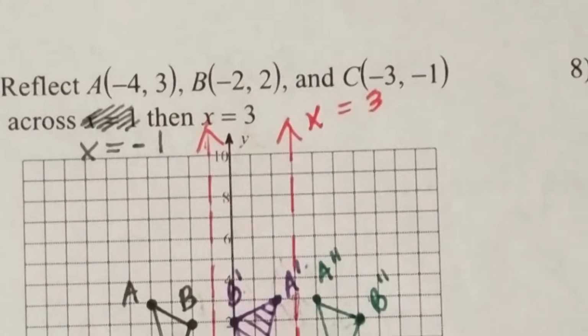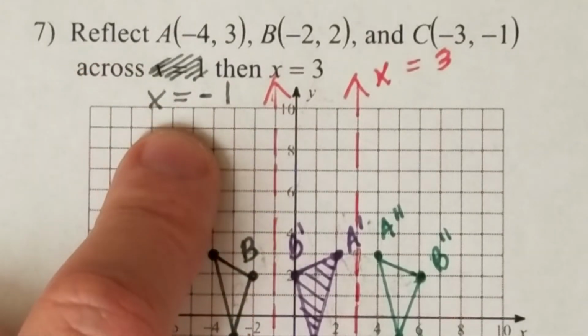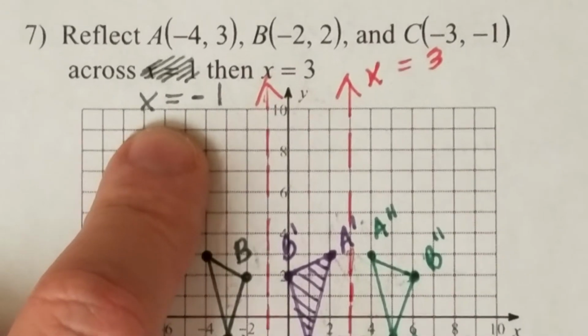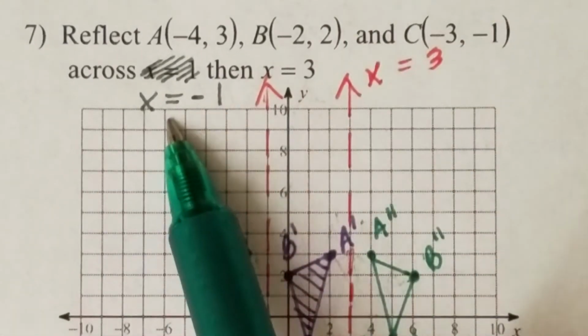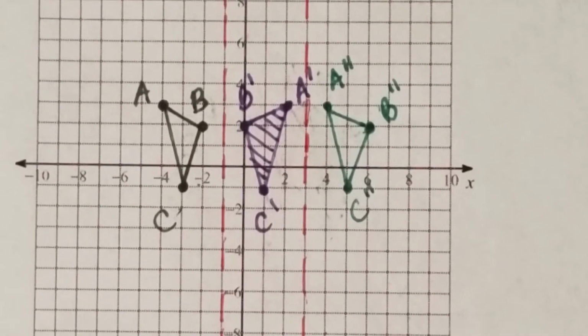Now I did change this problem because it didn't look like it was going to work out the way it was before. And I created the worksheet by myself with nobody else's help. And it was supposed to be x equals -1 initially. So I went ahead and changed that.